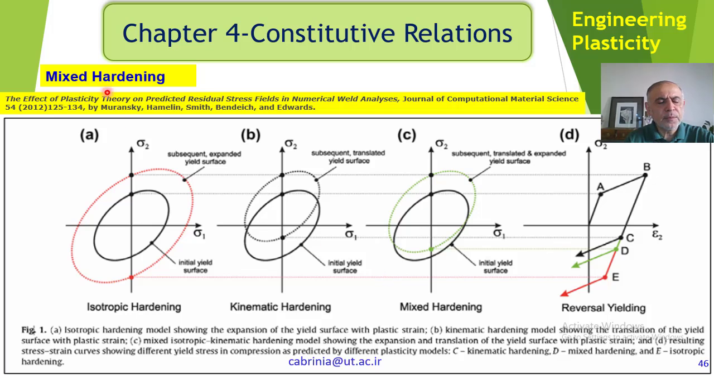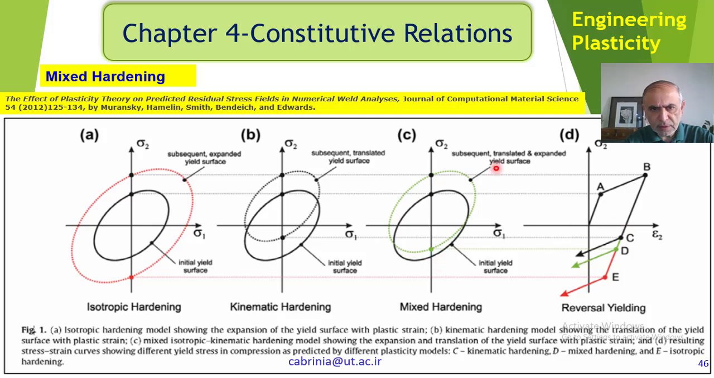The last model that I'm talking about here is the mix hardening rule. So we had the isotropic, kinematic, and mix hardening, which is a mix of the isotropic and kinematic hardening. Because isotropic hardening, as you can see here, just the size increases, the position doesn't change. Kinematic hardening, the size does not change, but the position is changed. But in mix hardening, both the size and the position change. Okay, so that's a more general kind of hardening rule.